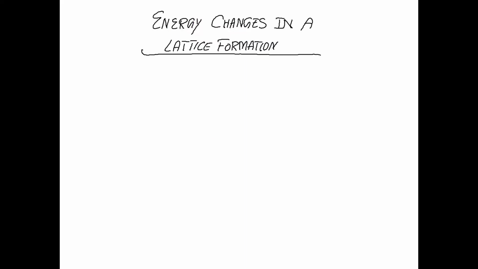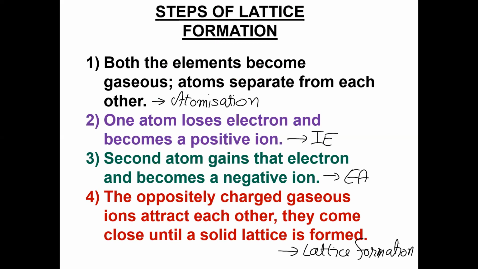So we are ready for the final step. Remember that when a lattice is formed, you first have to separate the elements. Then one atom loses electron and one atom gains electron. And the oppositely charged ions attract each other, and this is the source of lattice formation.